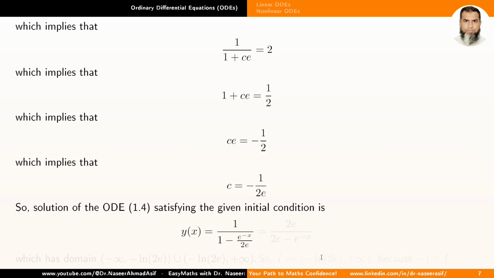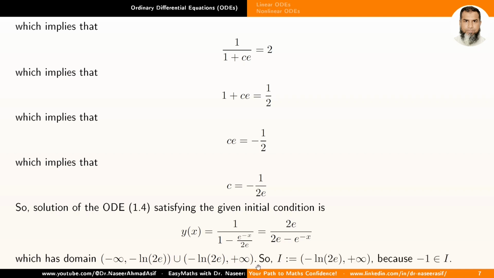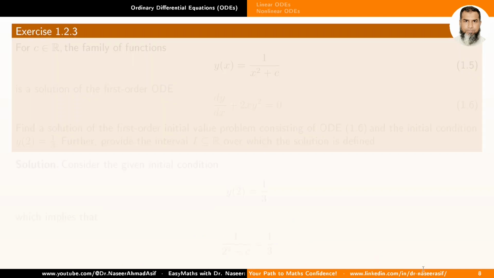So the solution of the ODE 1.4 satisfying the given initial condition is y of x is equal to 1 over 1 minus exponential of minus x over 2e. So this is 2e over 2e minus exponential of minus x. This function has domain minus infinity to minus log of 2e open interval union minus log of 2e up to plus infinity open interval. So I is minus log of 2e up to plus infinity open interval because minus 1 belongs to I.